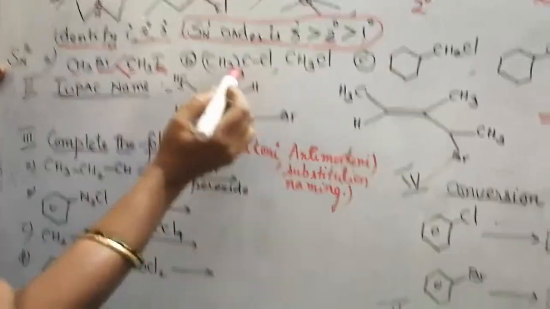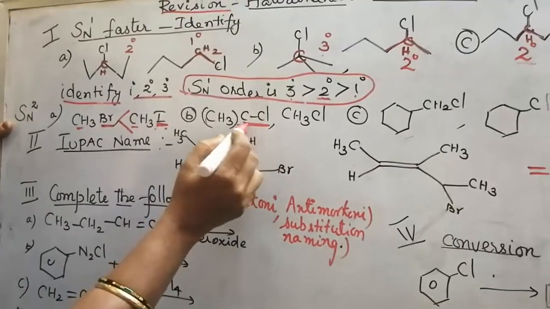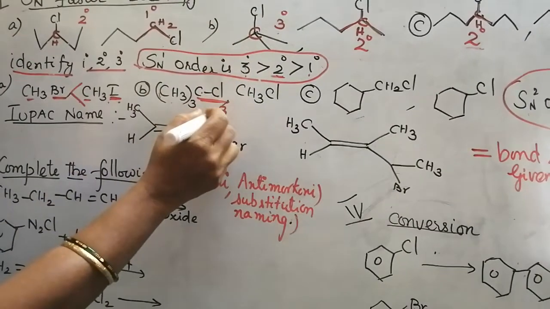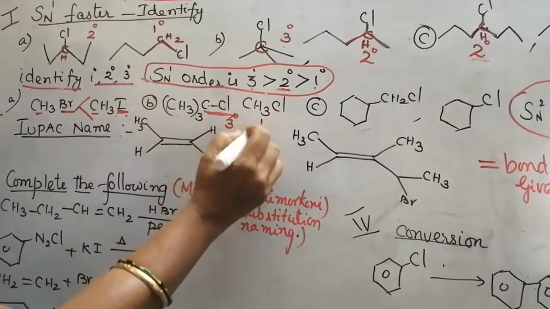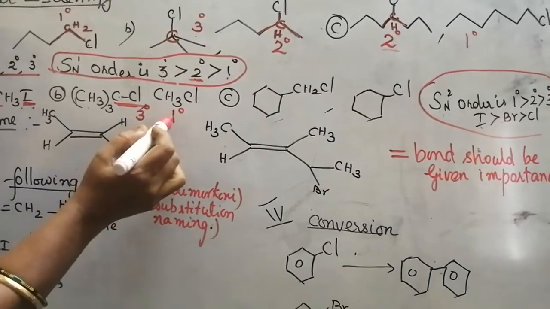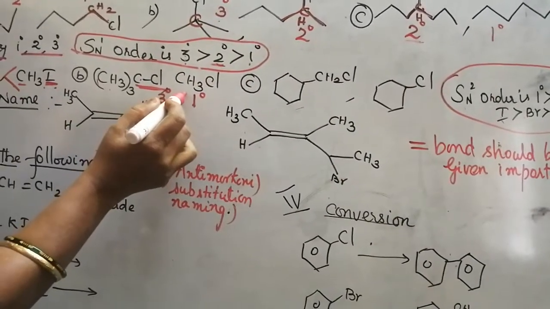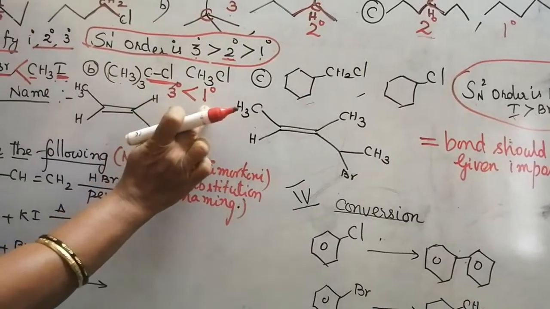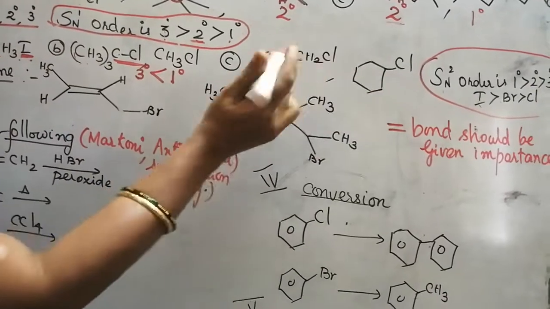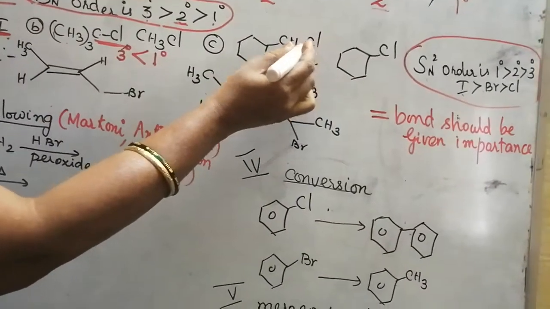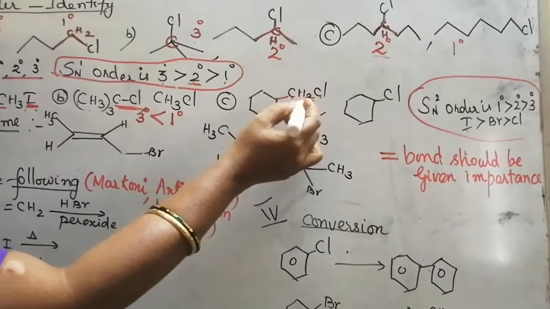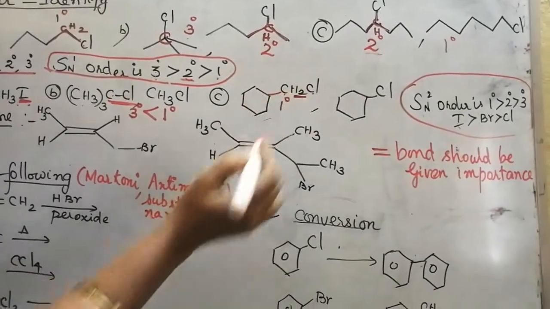Now see these two compounds. CH3 thrice CCl. CCl means, I already told you, it is tertiary. CH3Cl is primary. So out of the tertiary and primary, which will undergo SN2 faster? SN2 means primary, because it has less steric hindrance. Now see these two compounds. Here the chlorine is attached to C, which in turn is attached to one carbon on this side and two hydrogens. CH2Cl means it is primary.